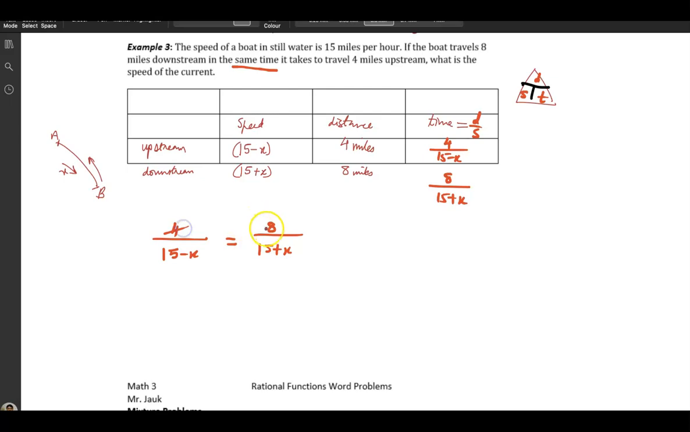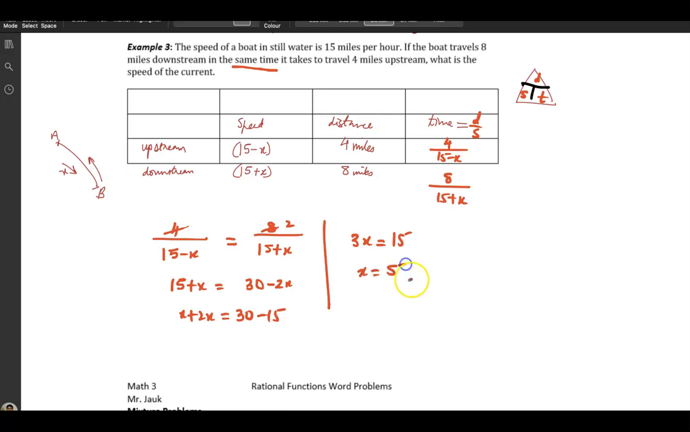And then you'd divide by 4. 4 2s are 8, correct? So 15 plus x is equal to 15 2s are 30 minus 2x. You cross multiply. So x plus 2x, 3x is equal to 15. X is equal to how much? 5. So 5 miles per hour is the speed of the current.